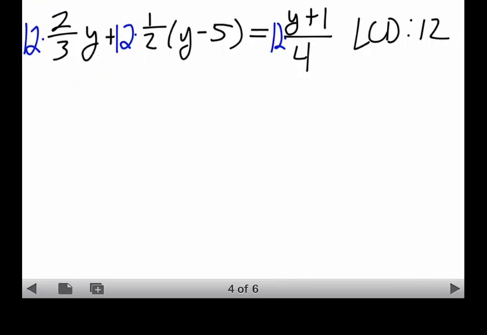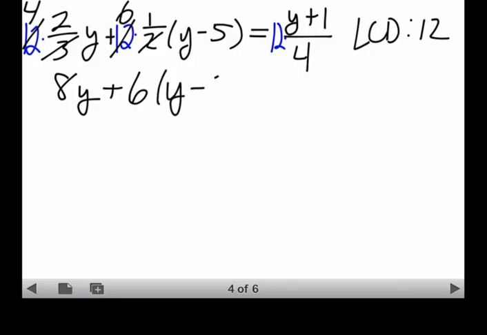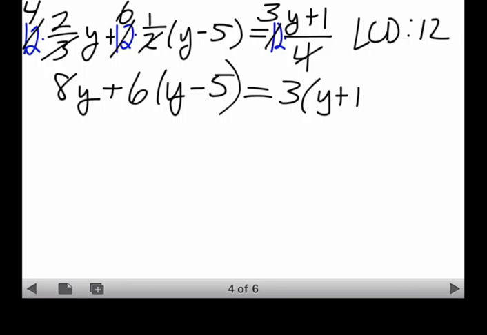Performing the multiplication, we have 3 dividing into 12 4 times, and so the first term is 8y. 2 divides into 12 6 times, and so we have that 6 that we talked about a moment ago, times the quantity of y minus 5, is equal to, and on the right hand side, the 4 divides into the 12 3 times, so I'm going to put the y plus 1 that was in the numerator in parentheses because it was more than one term, so we should distribute that 3.